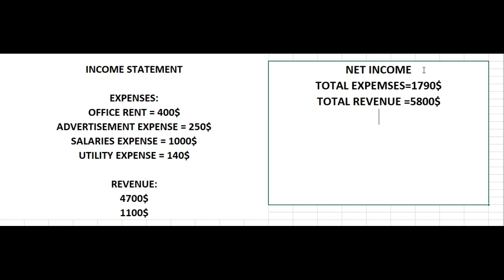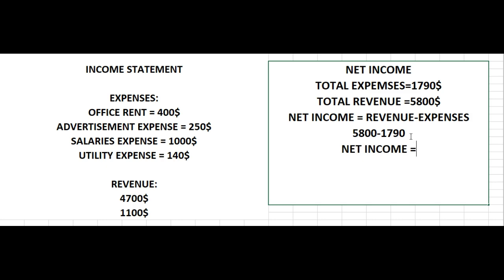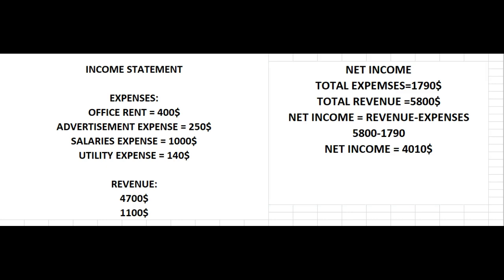The final step is we are going to subtract the expenses from the revenue. The net income should be $4,010. So here we are.